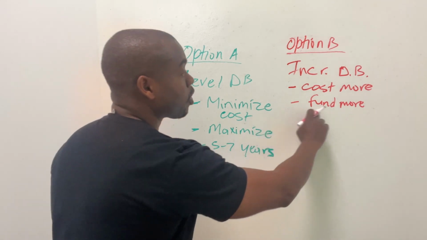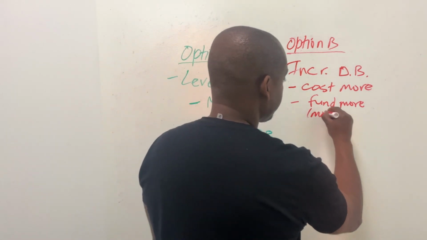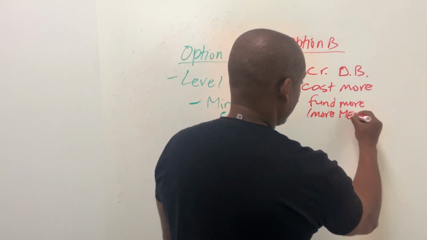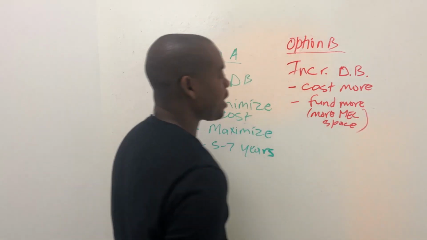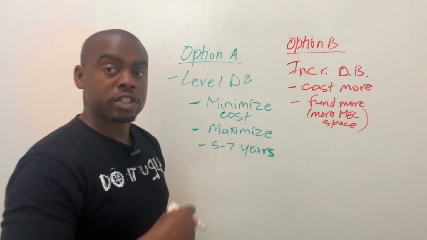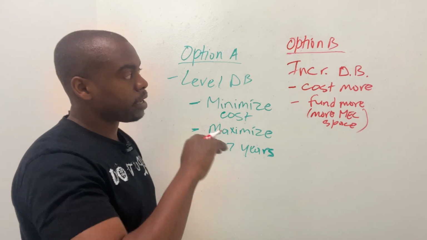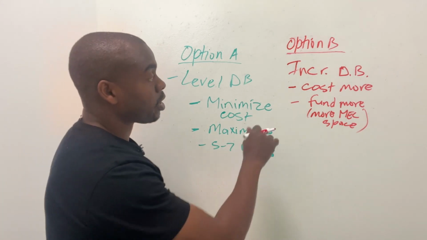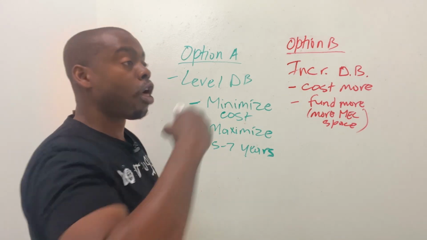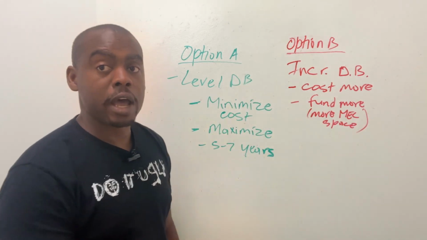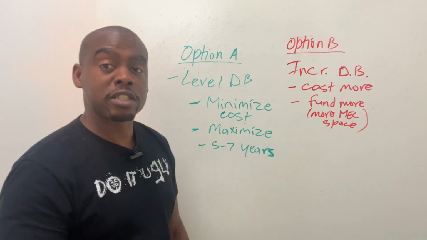All right, so you can fund more in here so you have more MEC space. But it's still, again, going to be based on that person's age, their gender, the premium they're paying, and the death benefit that goes along with it. Now, if you're going to be paying your premium for an extended amount of time, then the increase in death benefit is what you should go with, at least to begin with.